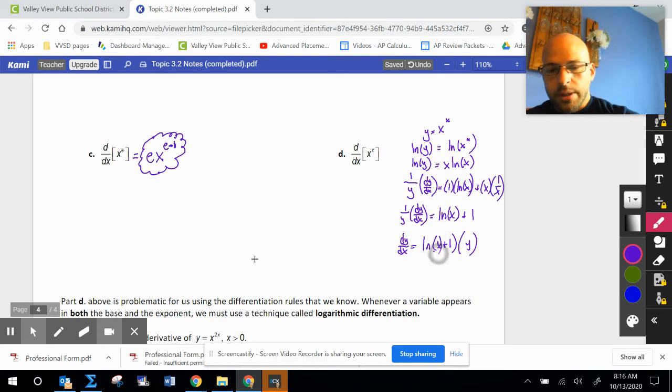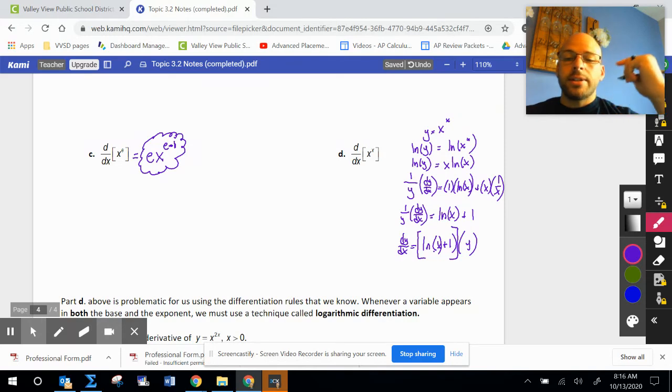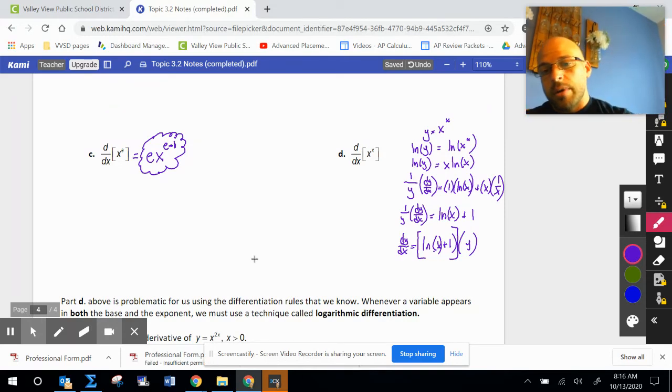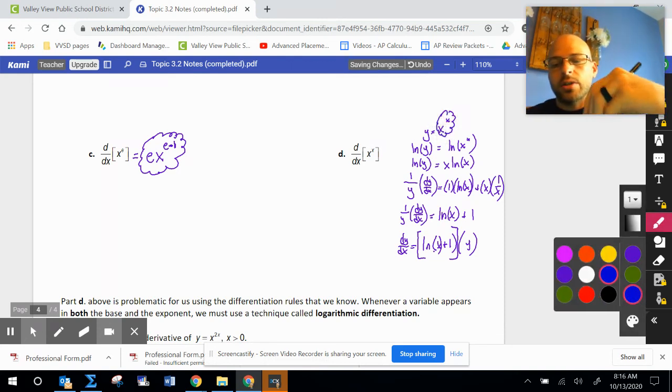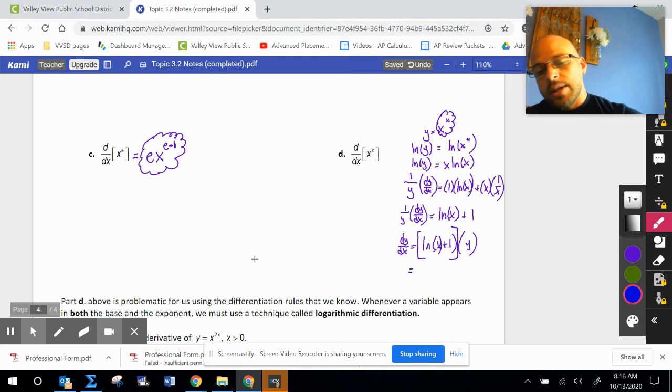Oh, I messed up my parentheses here. Something like that. There we go. Okay, now to get my answer, now there were no y's in my original problem, but I want you to remember that y was x to the x power, right? I kind of circled it at the top. So my derivative is going to be the natural log of x plus 1 times x to the x power. Okay, and this is the derivative.